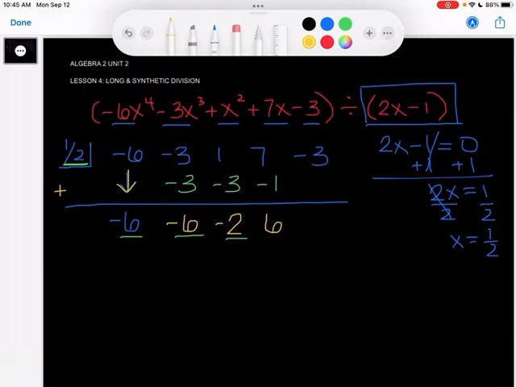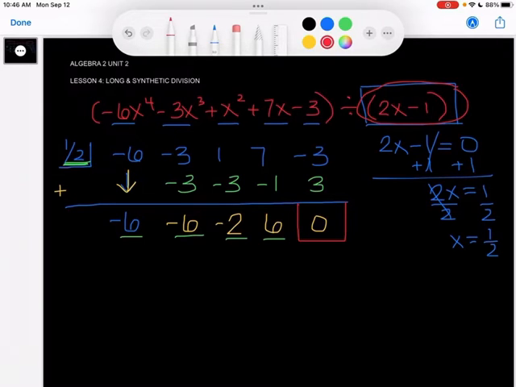And then I need to do 6 times 1/2. Half of 6 is 3. And now I need to add -3 and 3. -3 plus 3 is 0. So in this case, because the very last value is 0, that means 2x minus 1 goes into this evenly with no remainder. Okay, so it is a factor.